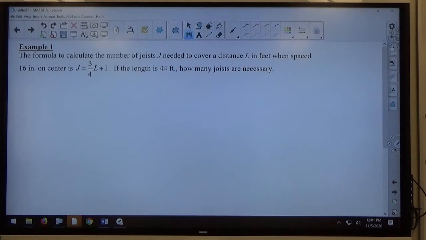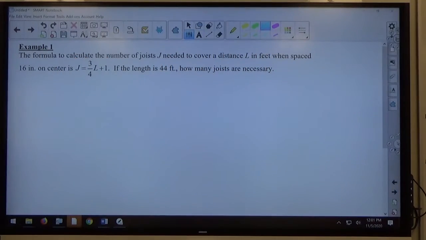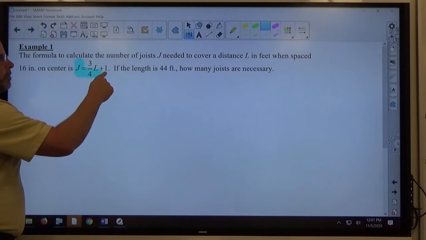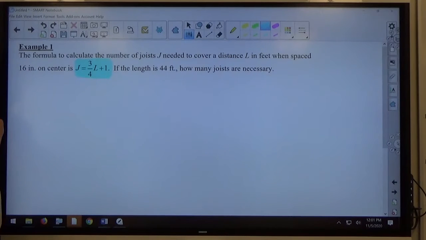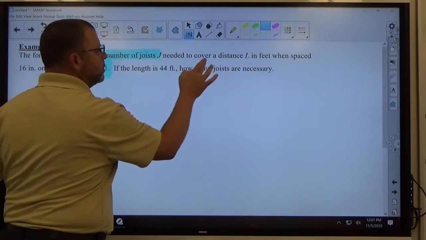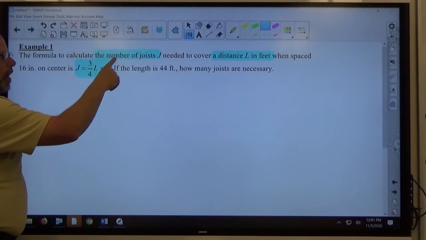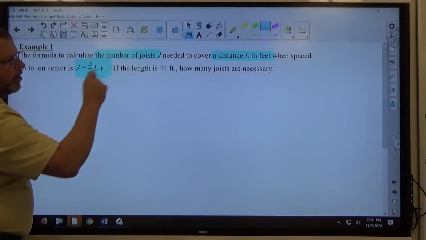The formula to calculate the number of joists J needed to cover a distance L in feet when spaced 16 inches on center is J equals 3/4 L plus 1. If the length is 44 feet, how many joists are necessary? The first thing I want to bring to your attention is this is a pretty typical scenario for a word problem in this section. They're going to give you an equation, and they're going to tell you what the letters represent. J is the number of joists and L is the distance in feet.